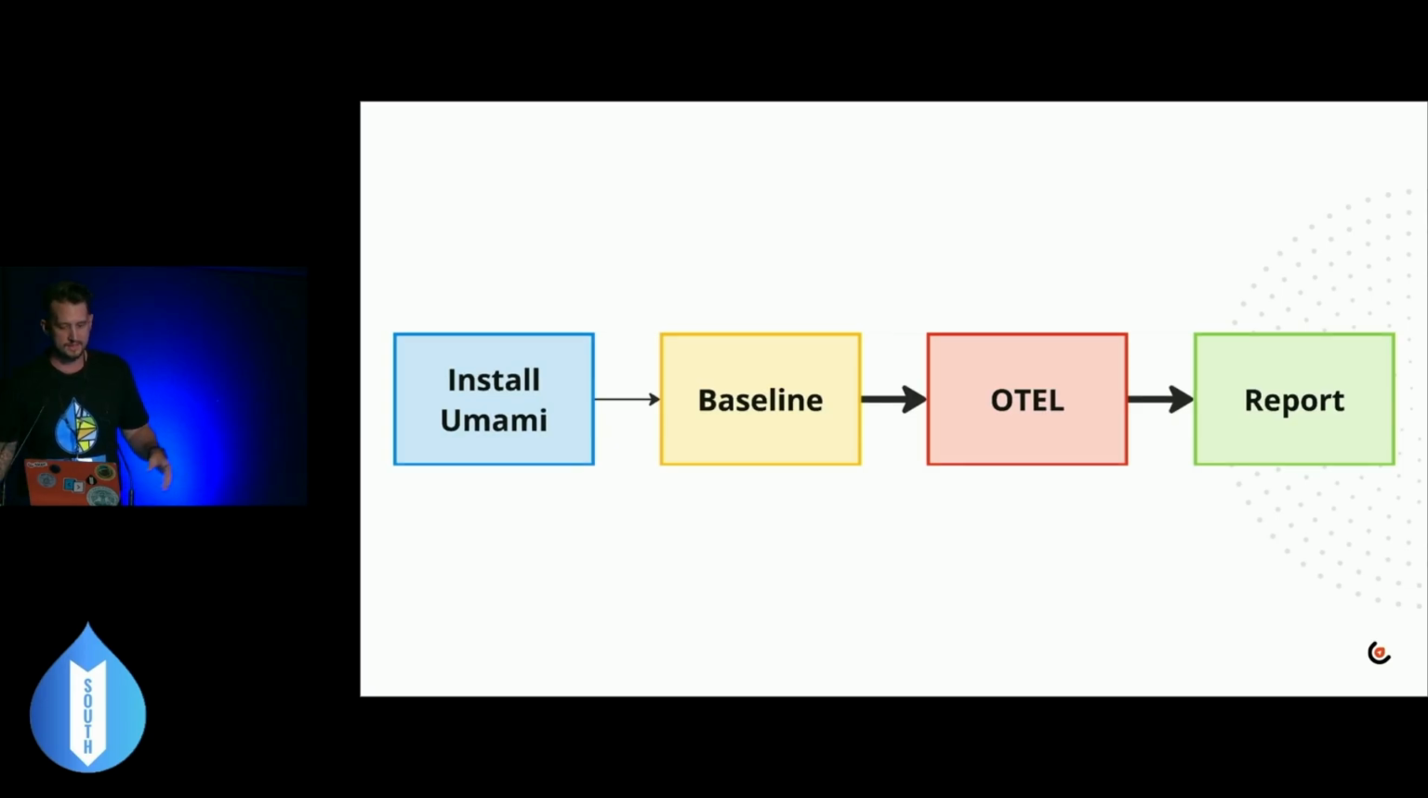Our pipeline consisted of this. Umami is awesome for trying to spin up a demo site and get started. It's also great if you want to test these kinds of things, right? Because you've got a preloaded site ready to go with some content. So our automated CI would install Umami, get a baseline, so run the test suite, get that number, enable OpenTelemetry, get that number, and report back.